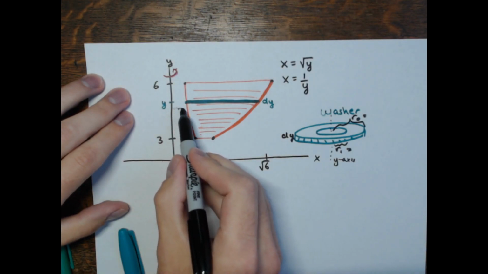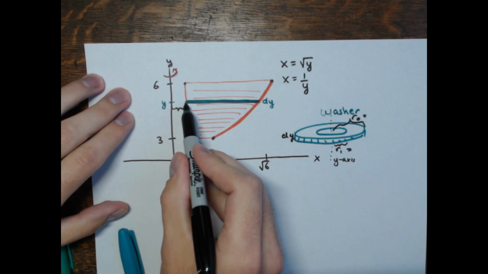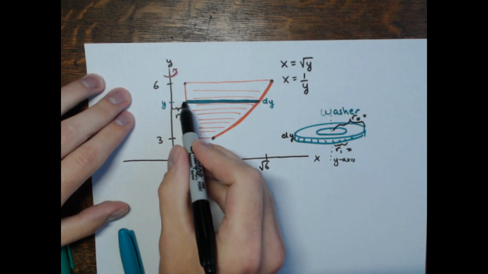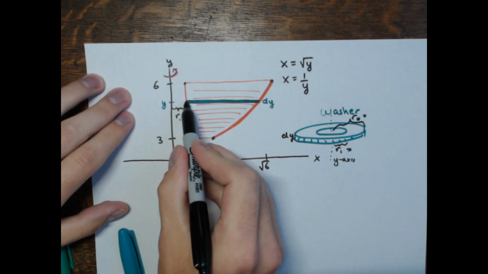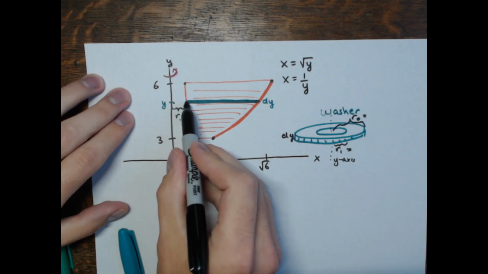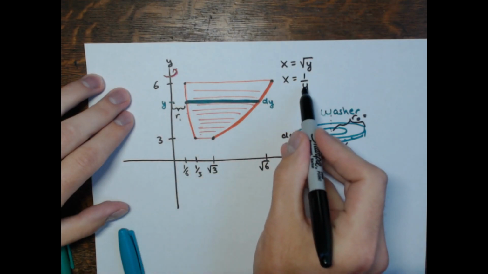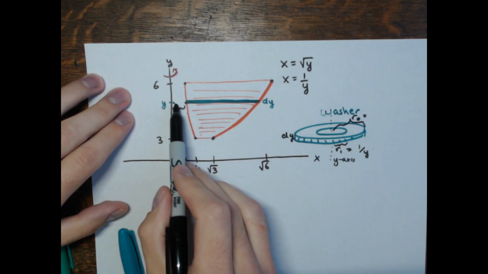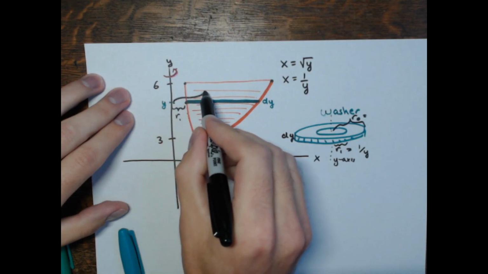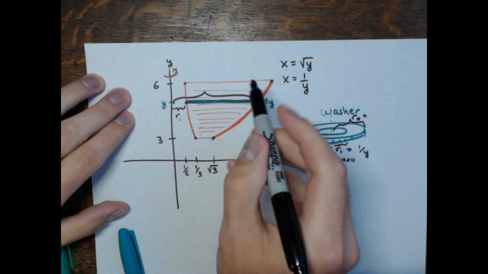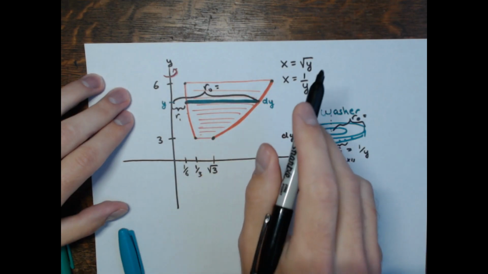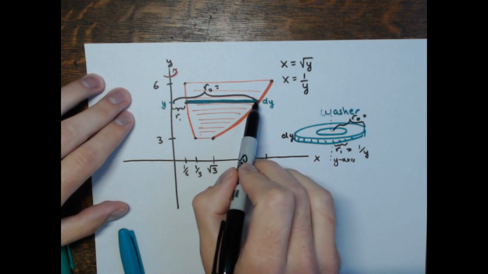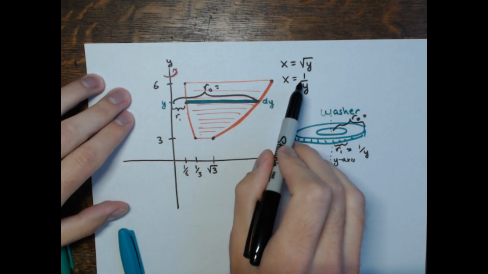So you can see on the picture here, the distance from the y-axis to the inner curve, the left curve, would be the inner radius, which would be the x-coordinate of this point on the left curve. But the x-coordinate of this point on the left curve is 1 over y in terms of y. So the inner radius is 1 over y. And then the outer radius is the distance from the y-axis to this point on the end of the rectangle on the outer curve. And that would be the x-coordinate of that point, and the x-coordinate of a point on the outer curve is the square root of y.